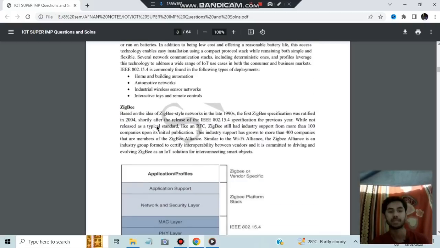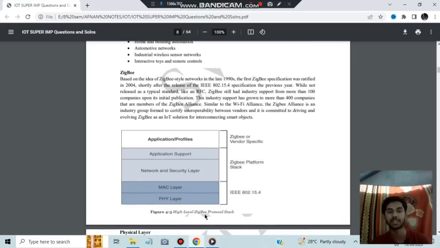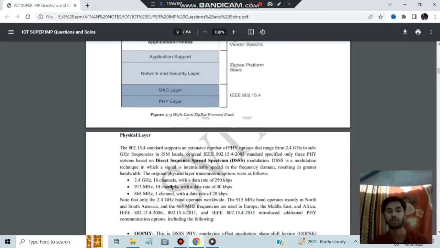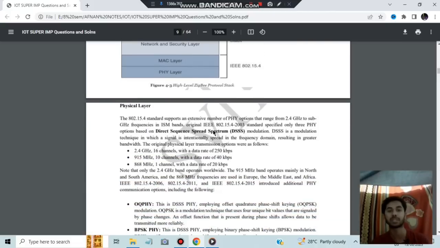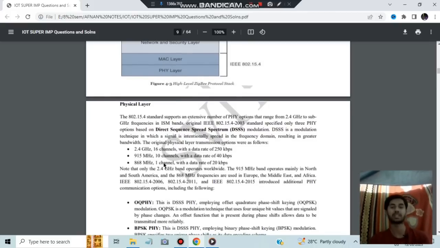Okay, and ZigBee has the following concepts. You can go through it, and these are the layers of ZigBee: physical layer, MAC layer, network, application support, and application profile. These are the layers you have to draw in the exam also. And in the physical layer, we have direct sequence spread spectrum, and a few gigahertz are given, how many channels are there. All these are just facts, no need to explain anything in that. You can go through it.